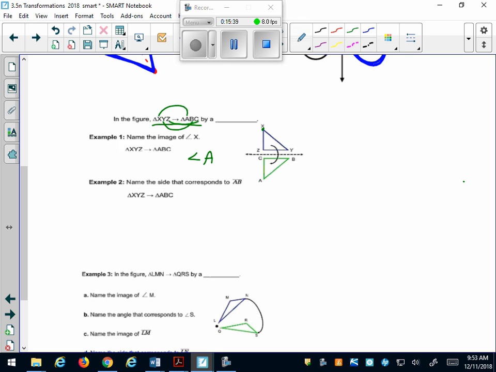Name the side that corresponds to side AB. So in the first triangle, XYZ, which side corresponds to side AB? XY. And again, even if they did not give us this diagram, we could look at this statement they gave us and know that AB is the first two letters, and so it corresponds with the first two letters of the other one, XY. So if you look at this diagram, what kind of a transformation is it? A reflection, right?